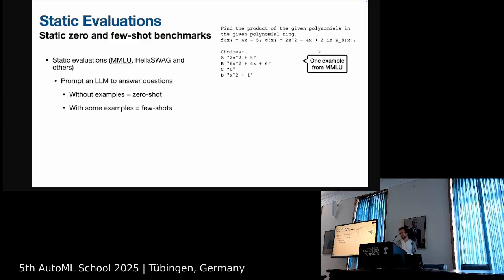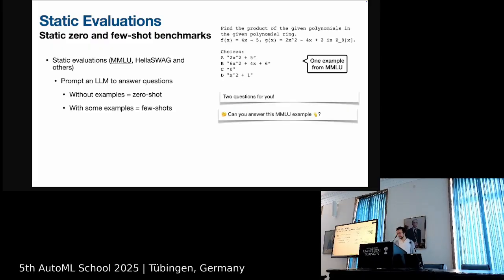I guess this Z8 is kind of confusing. Can you answer this MMLU example? Actually, I have to think. I think the way is to just get the constants. I think it's -5 times 2, so it's -10, and then modulo 8. I think the constant should be 2 or 6, so I guess it's B. Yeah, you say B. I think B is the right answer.